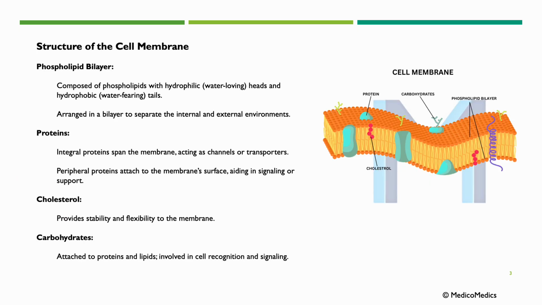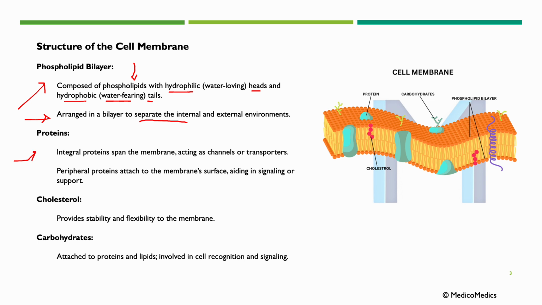Now, what's the structure of the cell membrane? In the previous chapter, we mentioned that it has a phospholipid bilayer. Now, the phospholipid bilayer is composed of phospholipids with hydrophilic, meaning water-loving, heads, and hydrophobic, meaning water-fearing, tails. It is arranged in a bilayer to separate the internal and external environments.